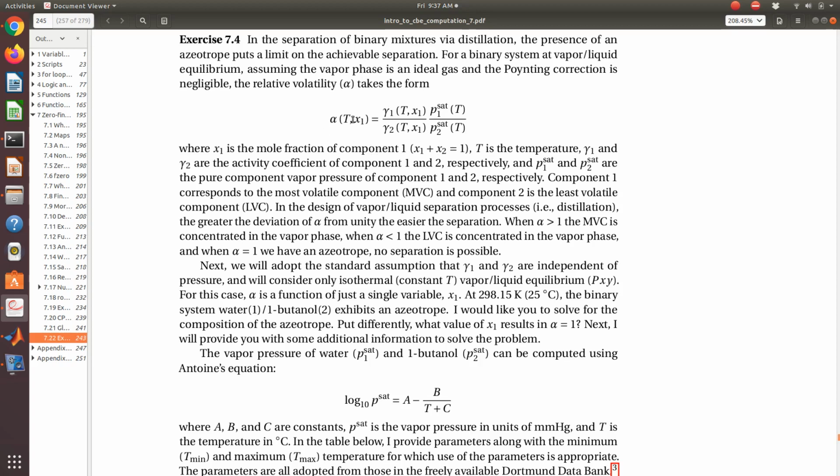This will become our error function. We're trying to solve for the composition at which alpha is equal to 1. So our error function is going to be 1 minus this, equal to 0. We're going to keep iterating on x1 until that evaluates to 0.